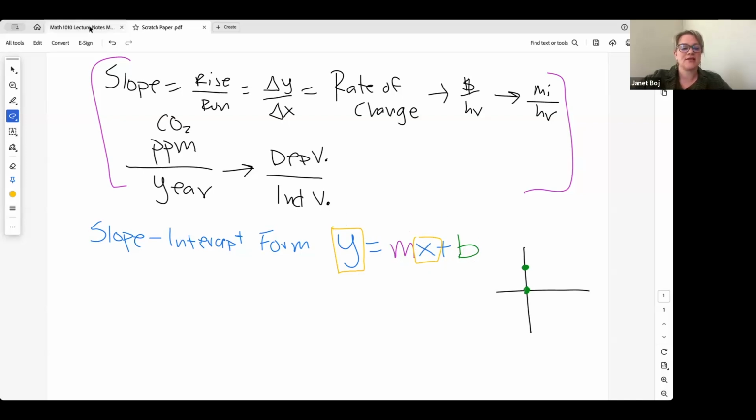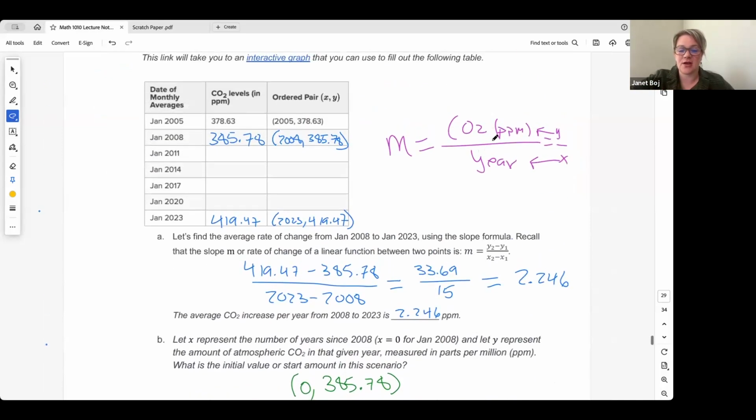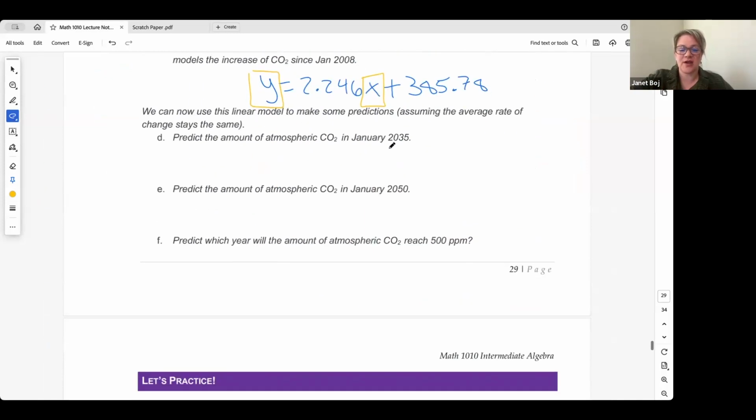Okay, so let's look at our situation here. Predict the amount of CO2 in 2035. You just have to use your units and plug it into the right spot. I want to know the amount of CO2. That's the Y value, CO2. We can see that here. The Y value is CO2, the X value is the year. So in 2035. Now, my only concern here is, should I just say 35? What do I do with the year? What is my X value?